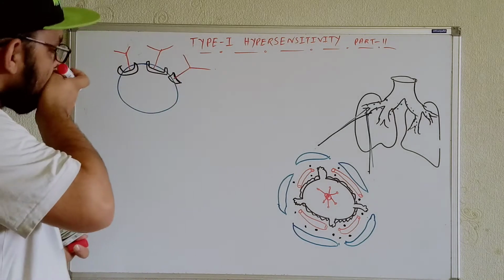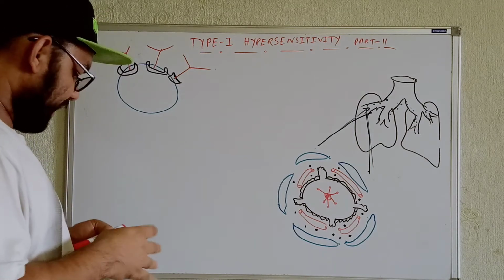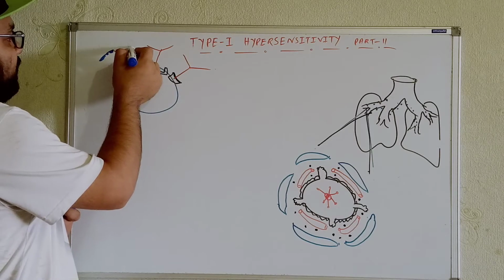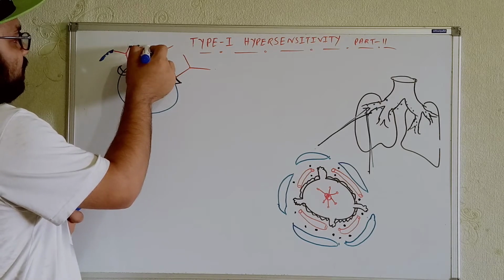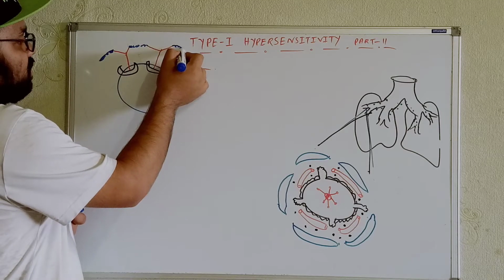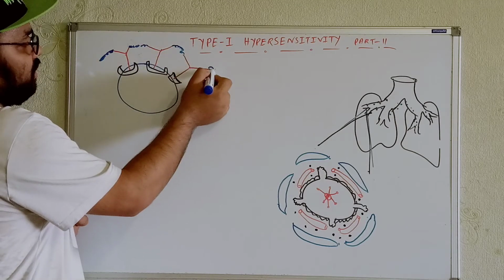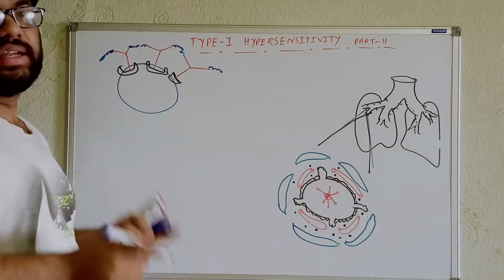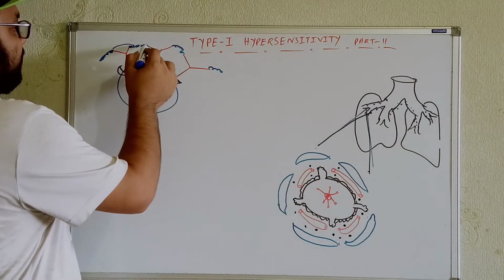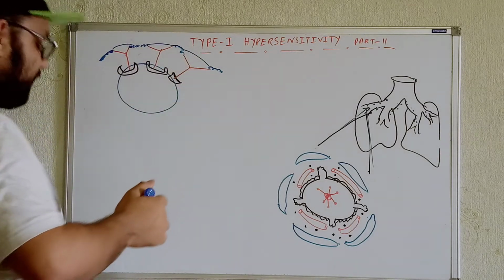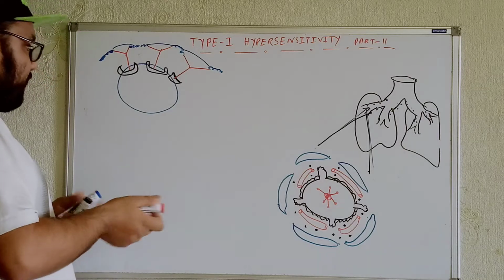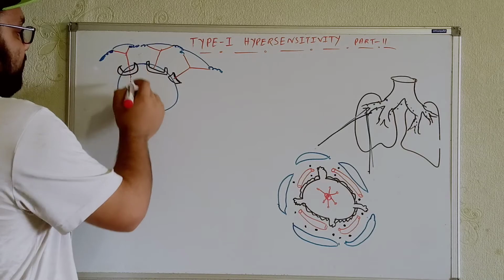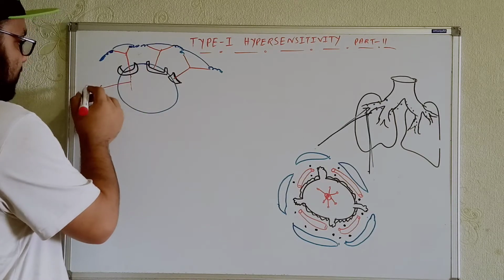Now at first the pollen grains will come over here. Whenever the pollen grains come over here, after that we will see cross linking between the IgE antibodies. Whenever we get the cross linking of the IgE antibodies, definitely after that a signal will be produced over here, that is the intracytoplasmic signal.